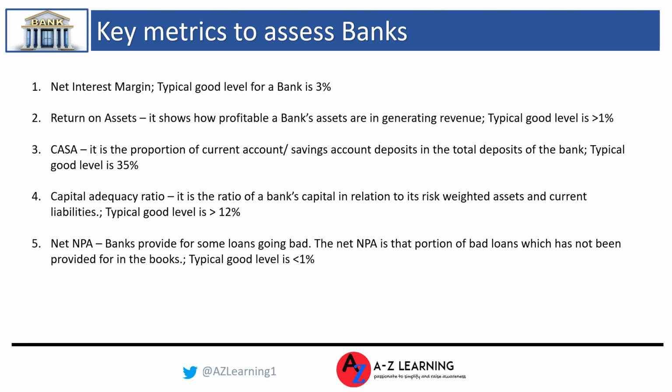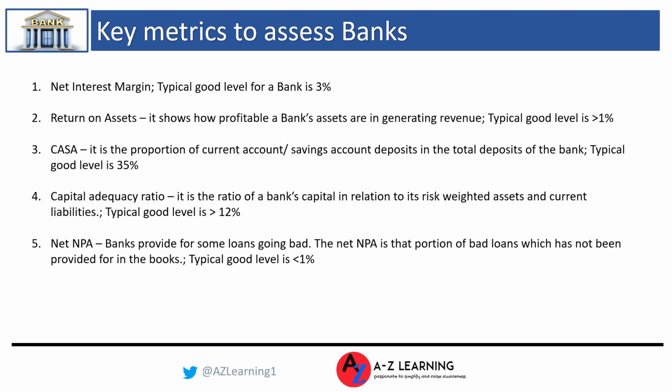By nature, if your interest earning is more than your interest spending, then your net interest margin will be positive. And if a bank has a negative net interest margin, it means the bank is not making money, and that can't be good. Typically in the Indian context, a good level of net interest margin is about 3%. So if a bank's net interest margin is more than 3%, that is considered a good bank, a bank with strength. Hope it makes sense.